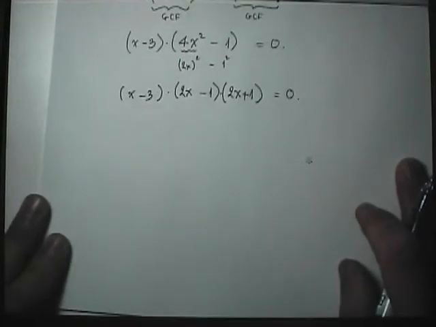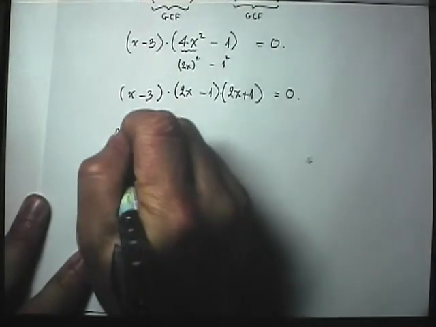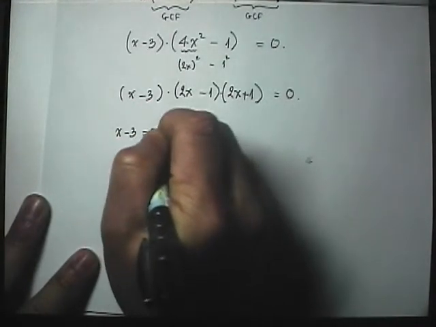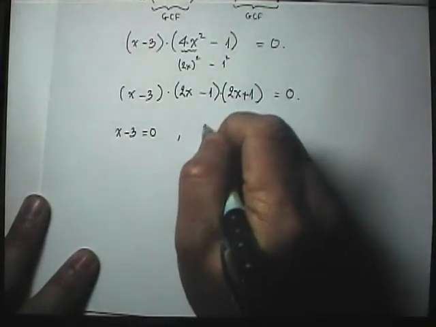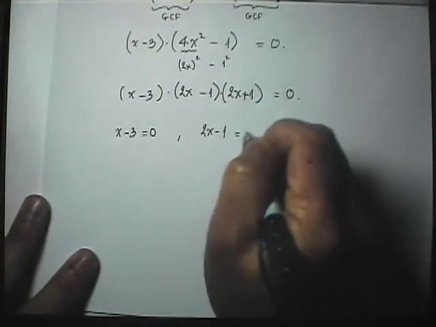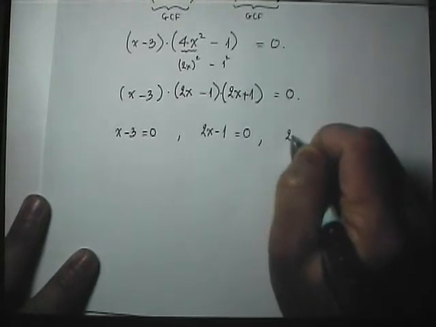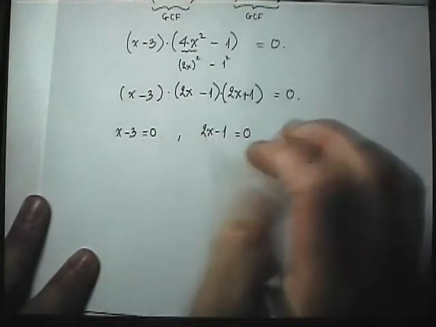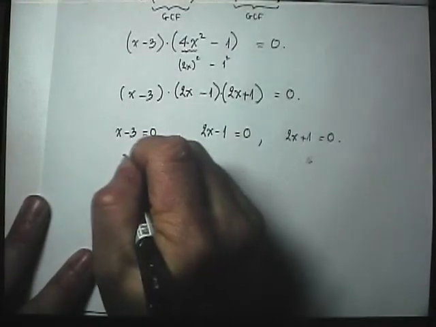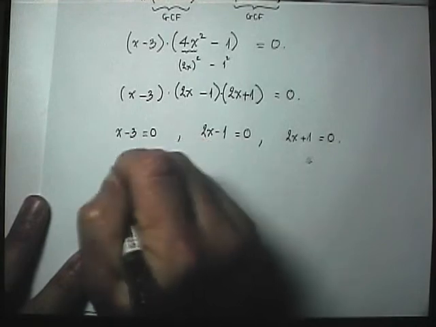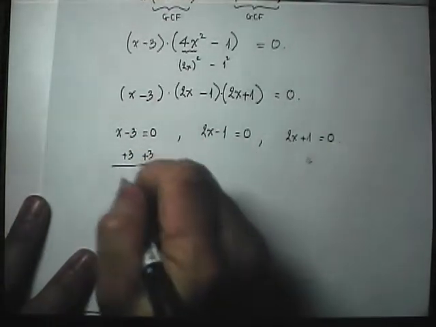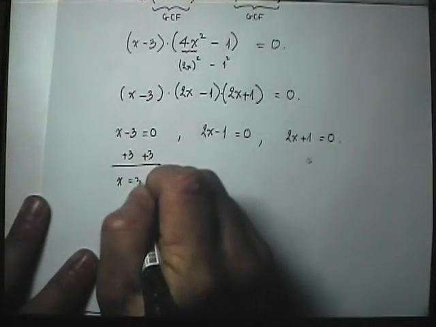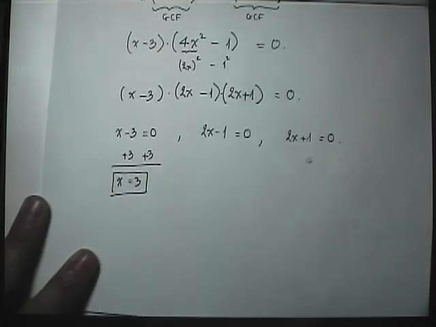The final step to solve the equation is to take each factor and set it equal to 0. x minus 3 equals 0. The second one, 2x minus 1 equals 0. And 2x plus 1 equals 0. So I'm producing three sub-equations. For the first one, adding 3 to both sides, x equals 3. Here comes my first solution.